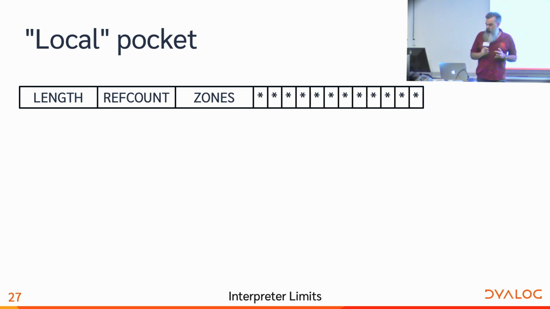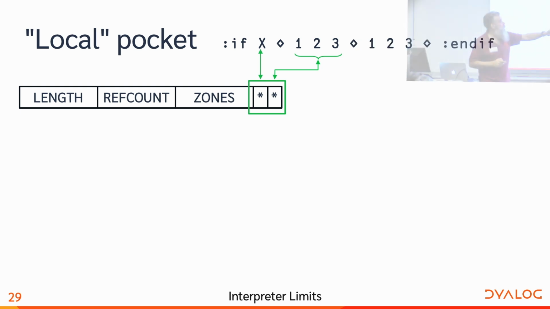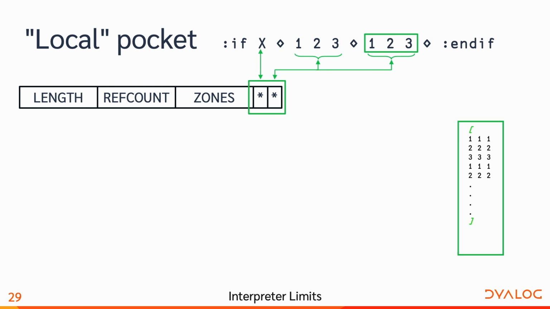These references are stored through what we call a local pocket, which has a length, ref count, zones, and then it has a payload. For this piece of text, the payload is 2 elements because there's a reference to the thing X, and then the second element of the payload is a pointer to the 1, 2, 3 constant. If we have another 1, 2, 3 constant in the same function, then it's shared in the payload. We're only consuming 2 elements of this payload for the symbol and the references to the 2 constants.